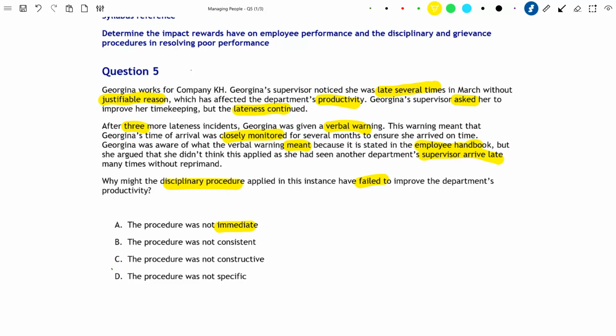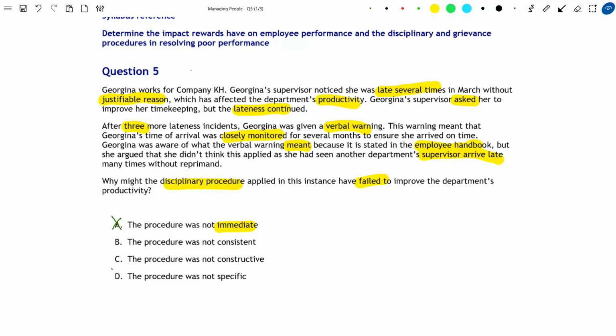Well, even without knowing the specifics of a disciplinary procedure model, we can assume logically that we're talking about how soon the disciplinary procedure was applied. And it seems like from our first part of our scenario, this was a fairly immediate result. It happened several times, and then the supervisor immediately asked Georgina to improve her timekeeping. They then took it to a next stage of verbal warning when it continued 3 more times. So it seems like the supervisor was fairly up to date on the progress Georgina was having with her disciplinary procedure. So using our logic, we can probably rule this out as a reason that the disciplinary procedure failed.